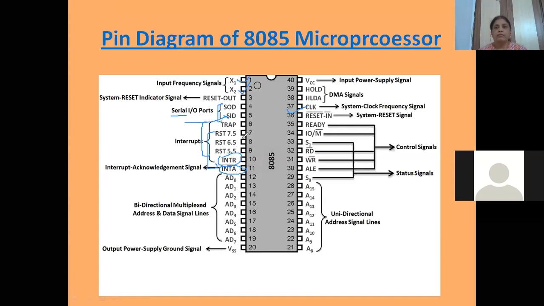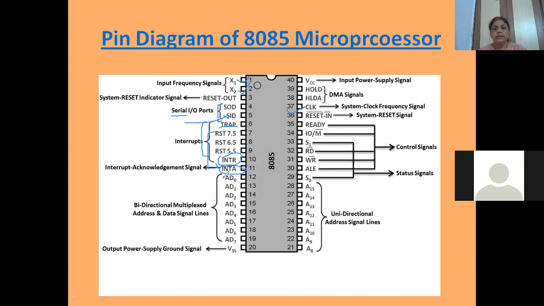Okay. Then we have the concept of priority. TRAP has the highest priority and RST 7.5 is lower than that. So if two interrupts are simultaneously present on these pins, who will be serviced first by the microprocessor? The one with higher priority will be serviced first. TRAP has the highest priority, so TRAP will get service first, and at that time RST 7.5 will be in pending state. Okay.